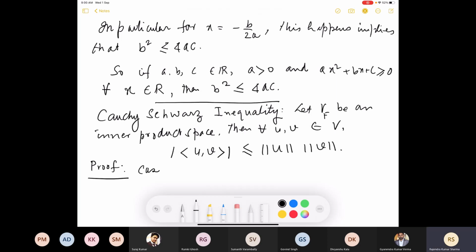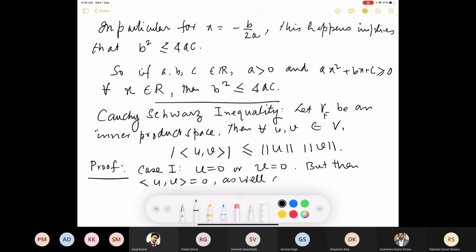So case one is when either of the two, u or v, is 0. u is 0 or v is 0. In that case, what will happen? Both sides will be 0, because u comma v is 0 as well as the product is also 0. Because if u is 0, then norm of u is also 0, so the product is 0.